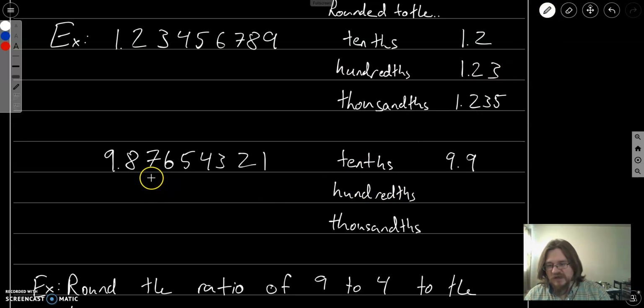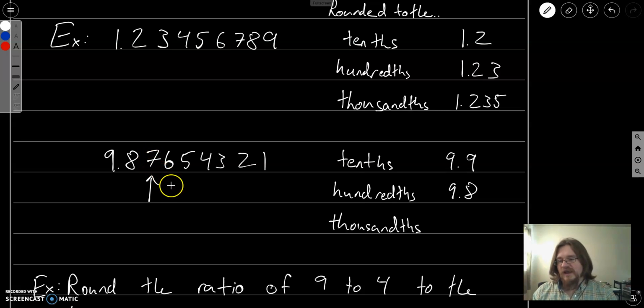To the hundredths place, okay, let's come out to the hundredths place, which is going to be a 7. So we have 9.8, and then the question is, do we keep that 7, or do we go to 8? And again, we look at the next number, and we go, oh, it's a 6, which is bigger than 5, so we're going to round up. So instead of writing a 7, we're going to write an 8.